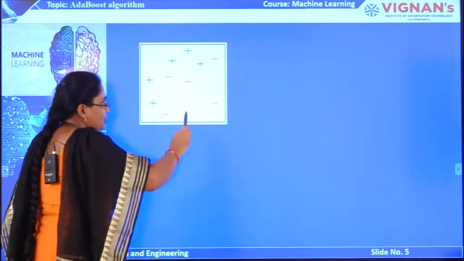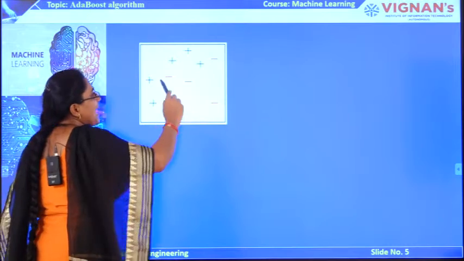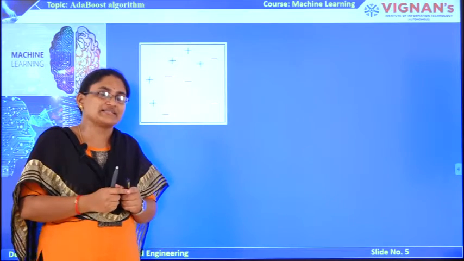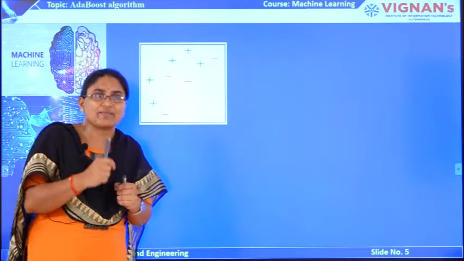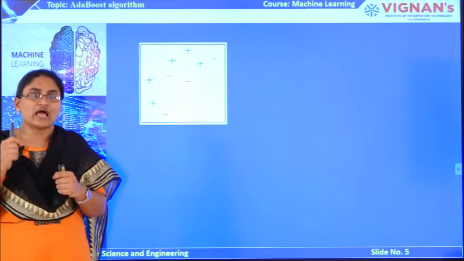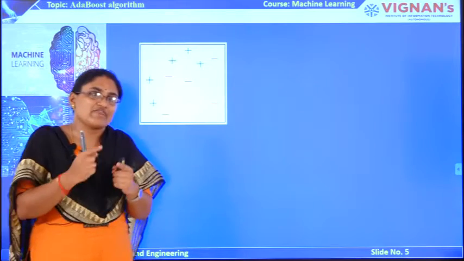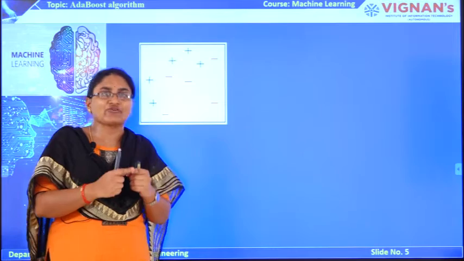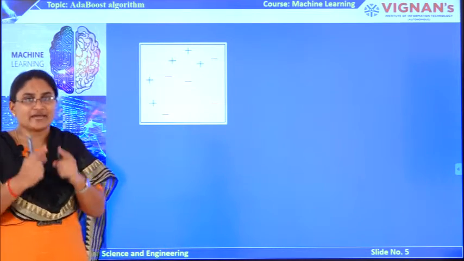Out of 10 data points we have 5 plus, 5 plus and 5 minus. Here our task is to classify the positives and negatives. For classification of this we are applying the AdaBoost algorithm. When we are applying the AdaBoost algorithm, the very first step is to assign equal weights to all the data points in a given data set.